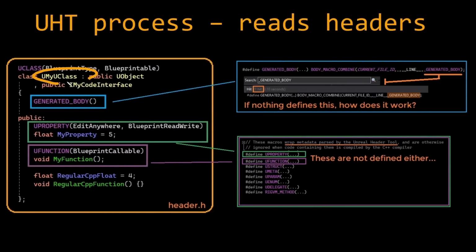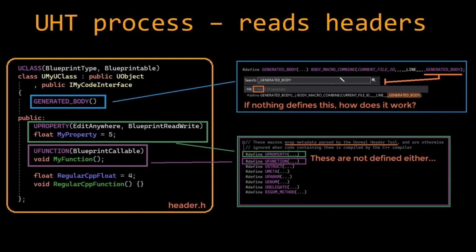So the first time you write a UCLASS, you've probably noticed some things. You have to prefix it with UCLASS and denote some properties here. You have this generated body thing. Your properties have this UPROPERTY macro. Your functions have this UFUNCTION macro. And if you're curious to see what these macros evaluate to, and you start following the definition, you'll be surprised in that you'll find they don't really evaluate to anything.